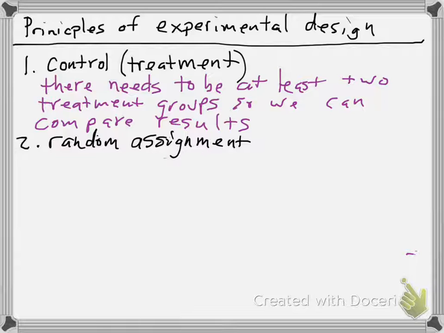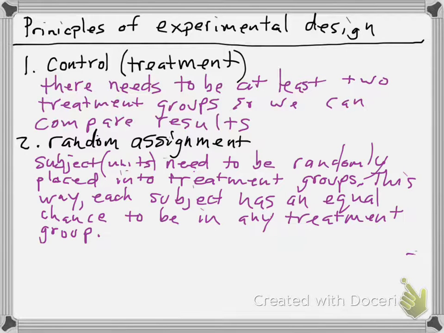Next one is random assignment. This is probably one of the biggest parts of experimental design. Subjects or units need to be randomly placed into treatment groups. This way, each subject has an equal chance of being in any group. It would be extremely unfair if I did this blood pressure experiment and I took all the healthy people and put them in the group that got the drug, and maybe all the unhealthy people and put them in the group that didn't get the drug, or something like that.